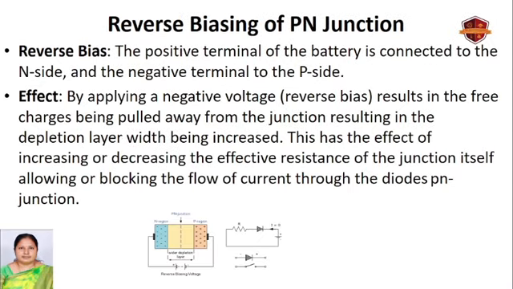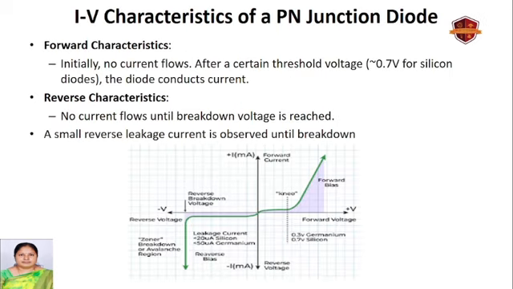In reverse biasing, you can see the diagram. The positive terminal of the battery is connected to the N side and the negative terminal is connected to the P side. What will happen when the voltage is applied? Applying a negative voltage results in the free charge carriers being pulled away from the junction, resulting in the depletion layer being increased. So, this has the effect of increasing or decreasing the effective resistance of the junction itself, allowing or blocking the flow of current through the PN junction diode.